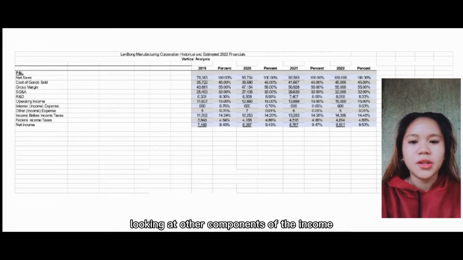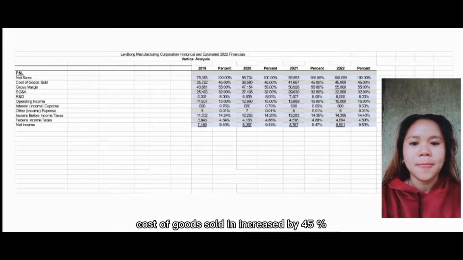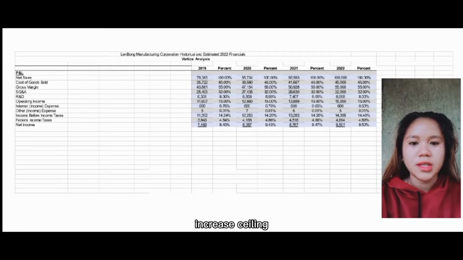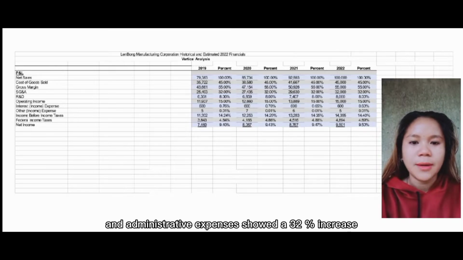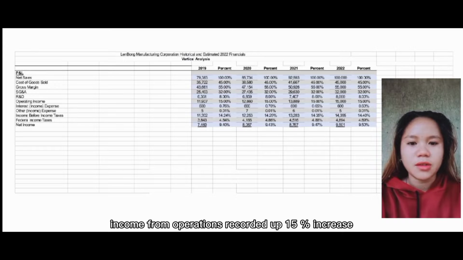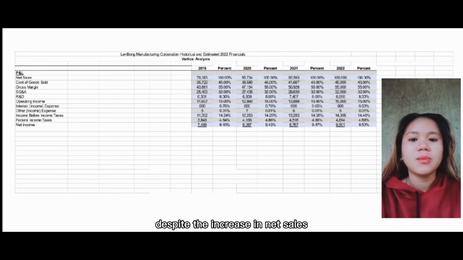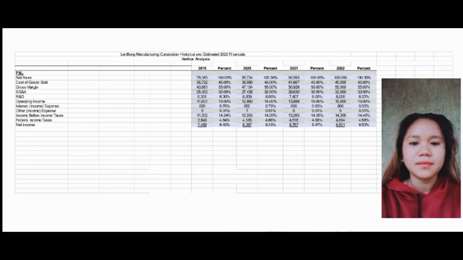Looking at the other components of the income statement, cost of goods sold increased by 45%. Even with this increase in cost of goods sold, gross margin registered a 55% increase. Selling and administrative expenses showed a 32% increase. Despite this, income from operations recorded a 15% increase. The company's fluctuation in interest expense resulted in the increase in income before taxes despite the increase in net sales.